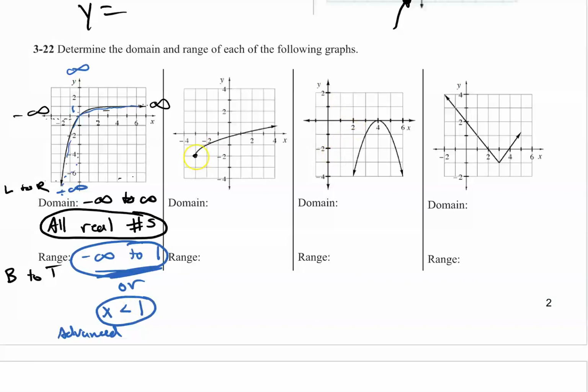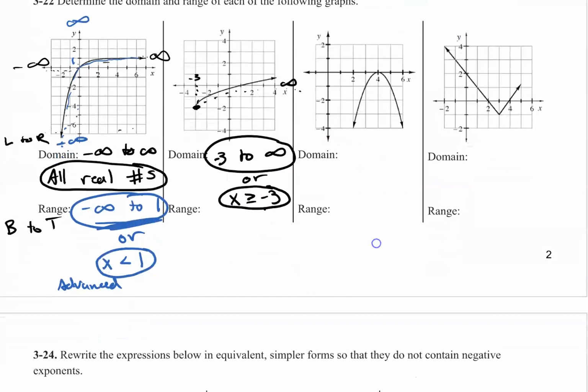this one. So on this graph, domain is left to right. On the left, on the x-axis, -3 is as far left as it goes. And if you go right, it goes all the way to infinity. Again, if you want to use more advanced notation, you don't have to, but you could say x is greater than or equal to -3. We'll talk more about that in chapter 9.